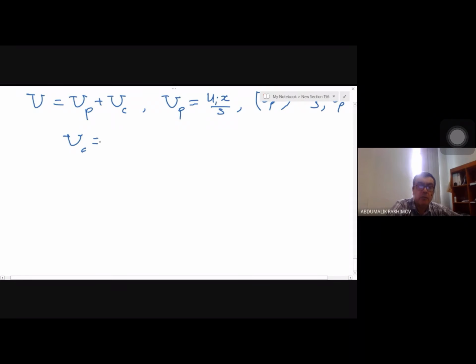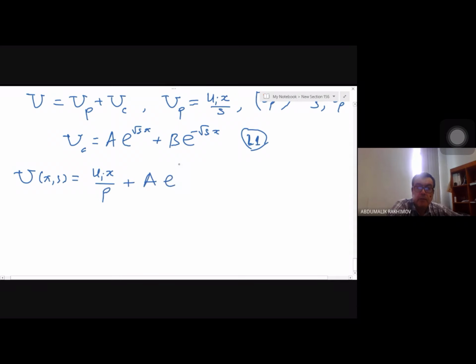Again, I will use the same form. uc is equal to A times exponential of root s x plus B times exponential of minus root s x. Question number 1 also, right? Then I will substitute here and write U. What is u x s? u x s is equal to up, which is u1 x over s, plus A times exponential of root s x plus B times exponential of minus root s x.